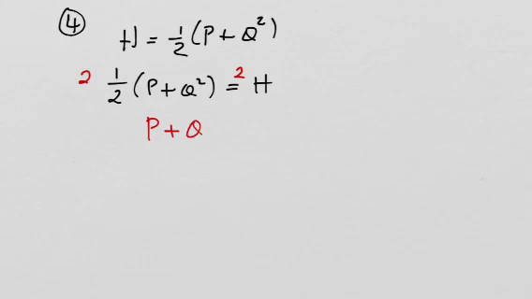Question 4, change the subject. First thing I would do would be to rewrite it as a half p plus q squared equals h. Now I would want to get rid of the fraction. So how do I get rid of the fraction? By doubling everything. So if I double the left hand side, the fraction disappears and I get left with p plus q squared equals 2h. Now I'm going to leave you to finish it off from there.